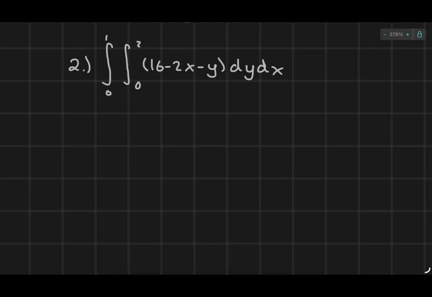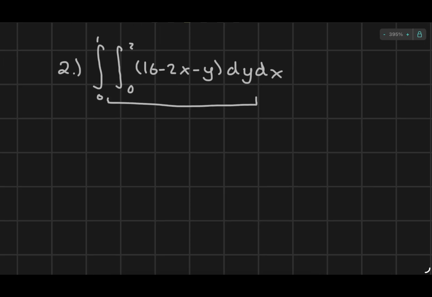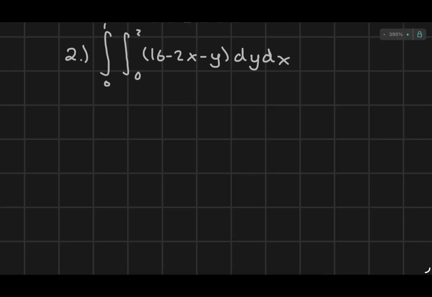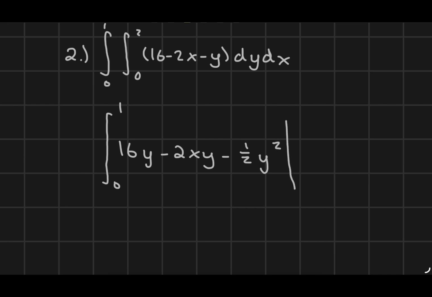What is this equal to? We have the integral from 0 to 2 of 16 minus 2x minus y dy. Pretty simple integral here. Treat that x as some fixed constant. We have 16y minus 2xy minus 1/2 y squared. We are evaluating that from y equals 0 to y equals 2, dx.